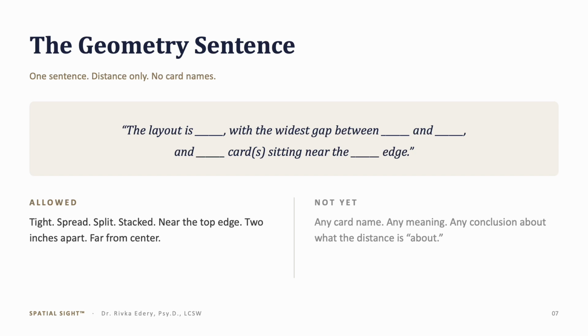And if the sentence comes out boring, if it reads, the layout is fairly even, the widest gap is between the 2 cards on the left, nothing is near an edge, then you have written a true and useful record and you should be satisfied with it. We're going to talk a great deal more about that in a few days.